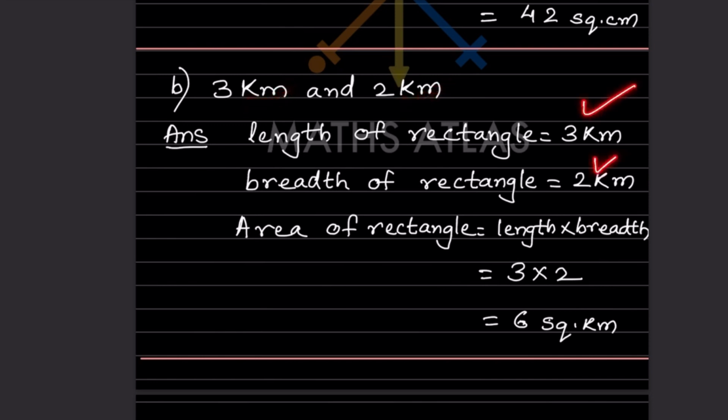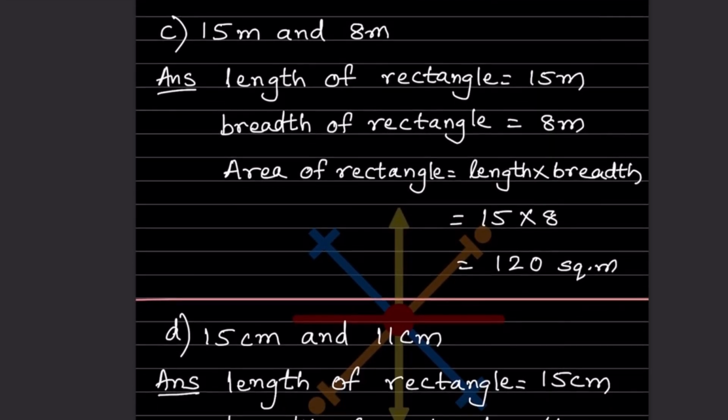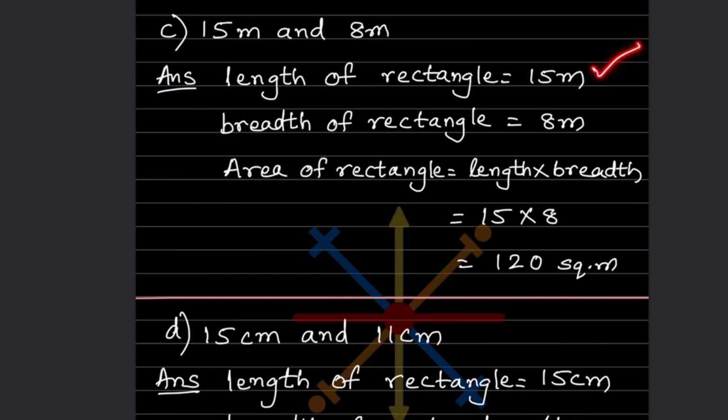Here, this is the length and this is the breadth. Again, the same thing I have written: the area of a rectangle is length into breadth. Length is given as 3 and the breadth is given as 2. So 6 square, and this is in kilometer. The units are important. Now here again the length is 15 meter and 8 meter is the breadth.